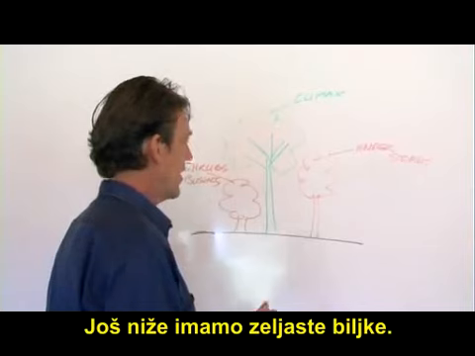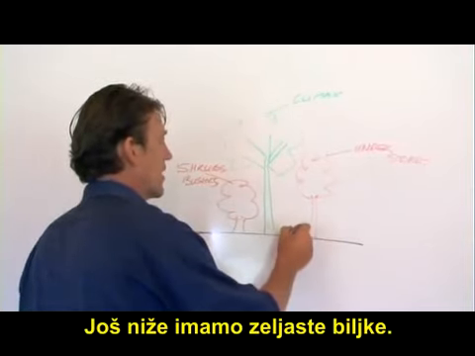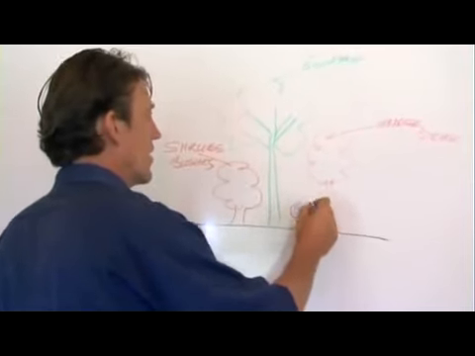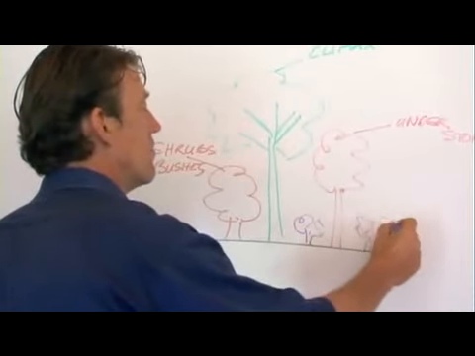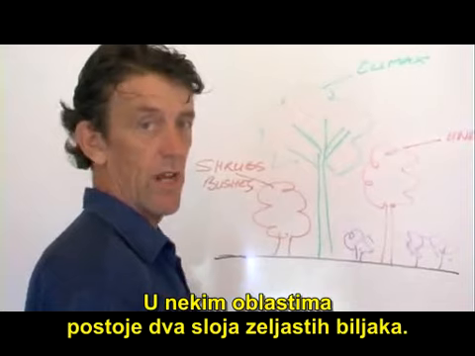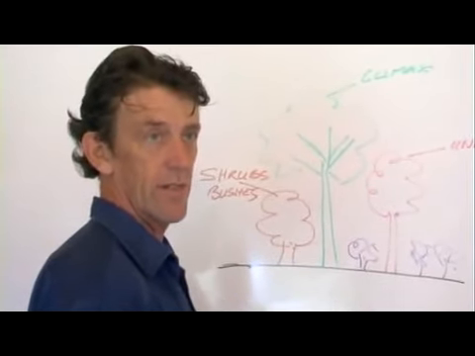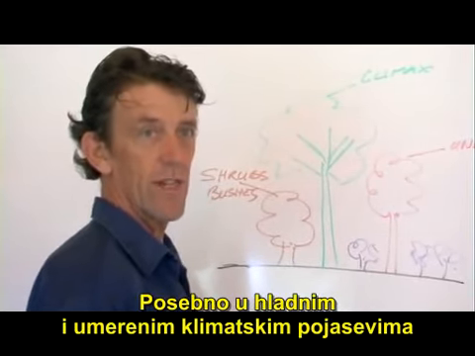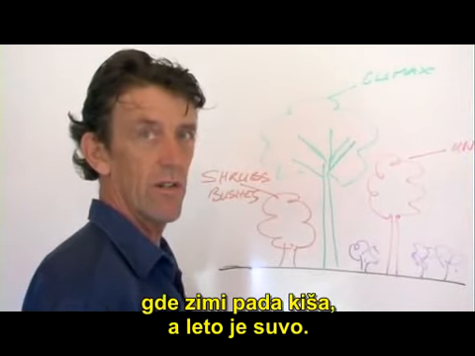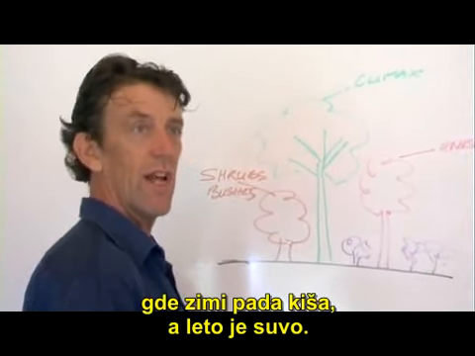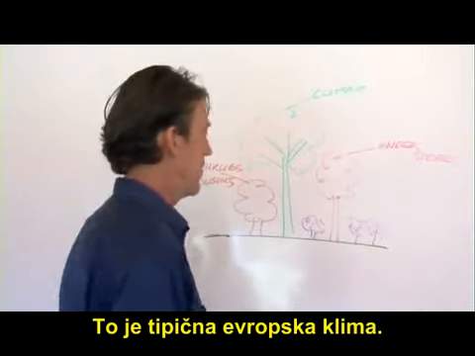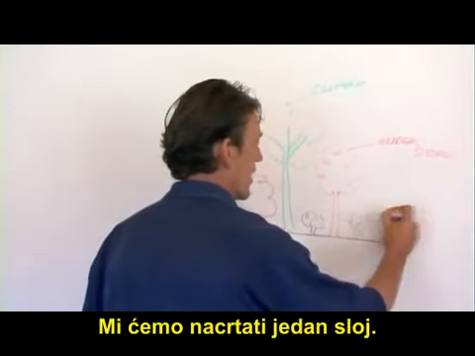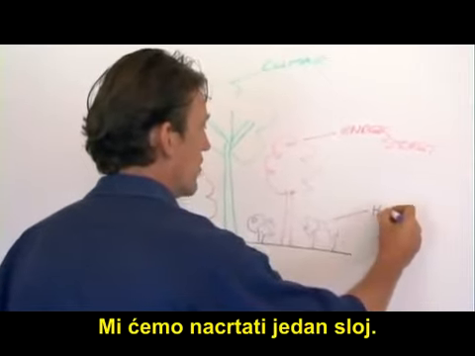Then lower down we end up getting into herbaceous plants, little plants that don't have any wood. In some climates there's two layers of these, especially the cold climates. The cold temperate climates that have winter rain and summer dry, they can have two layers of herbs, the typical European climate. But we'll just put it in as one layer. So then you have the herbs.